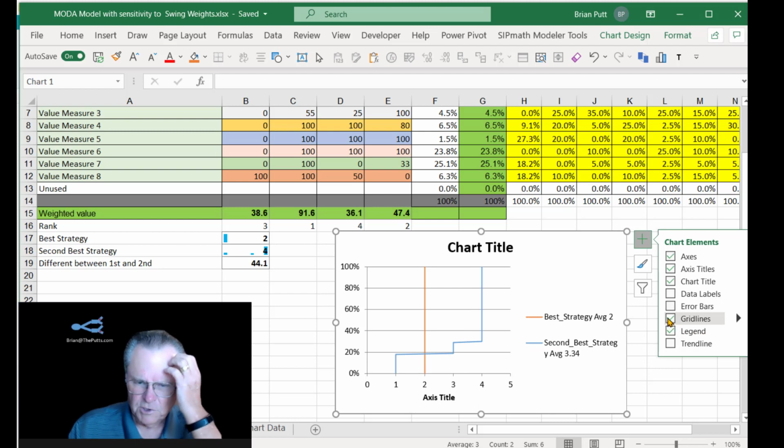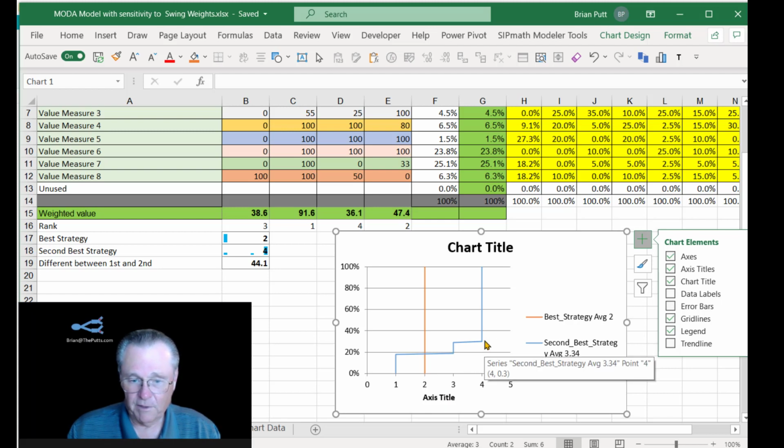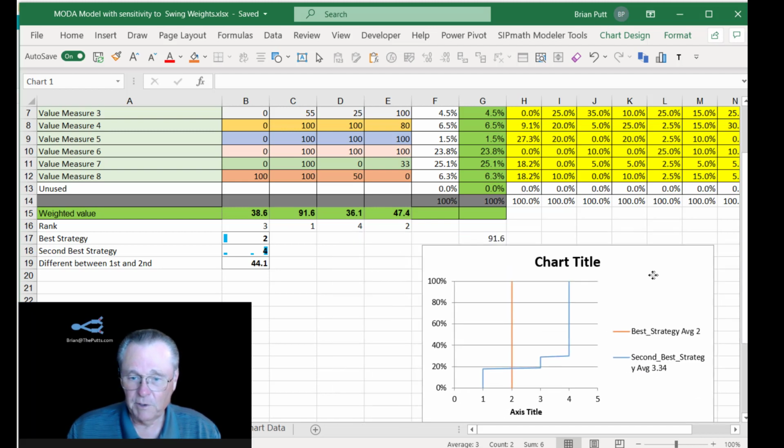So the best strategy in 1,000 different trials of these weights, it's always strategy 2. It's always strategy 2 that is the best. The second best strategy is strategy 4. It's the best strategy like 30% of the time. And you can see that strategy 3 is not very often the best strategy. So there's something else we could do here.